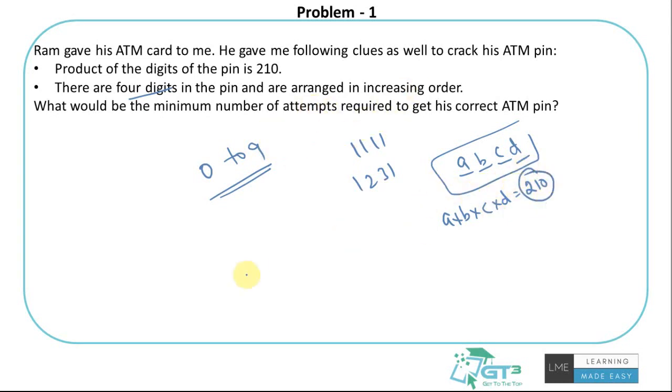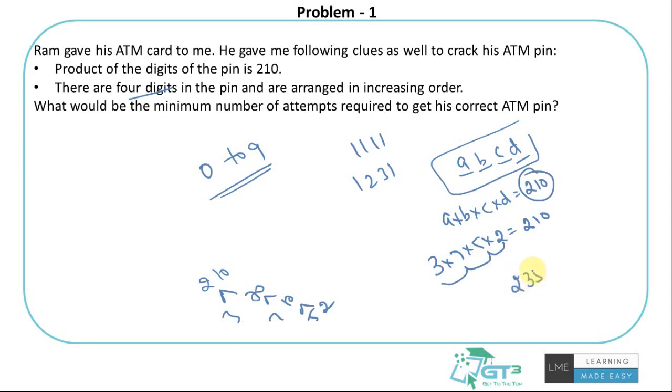I'll try to factorize this, that is, get them as multiples of 4 digits. So 210, right? 3 into 70, 7 into 10, and 10 is 5 into 2. So this looks like a good example. I have 3 into 7 into 5 into 2 is 210. So the 4 digits are 3, 7, 5 and 2. And then it is saying arranged in increasing order. So the pin should be 2, 3, 5 and 7. Is this the only pin that you can get satisfying the given clues?